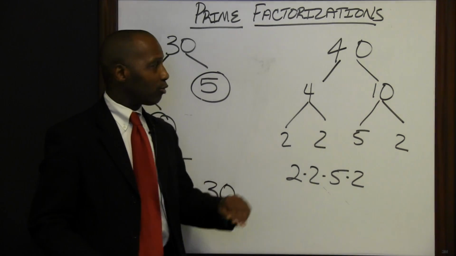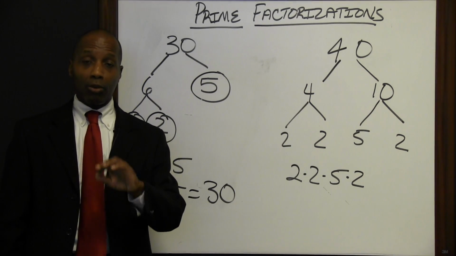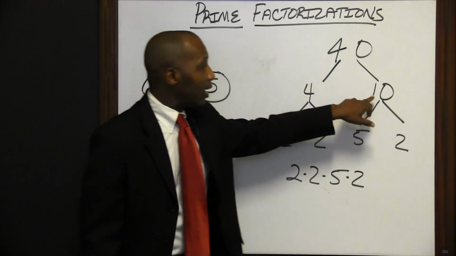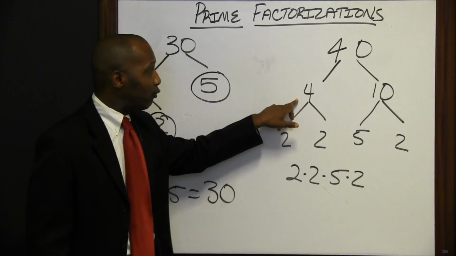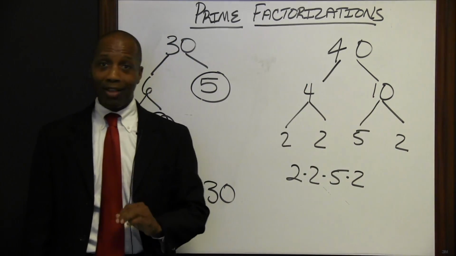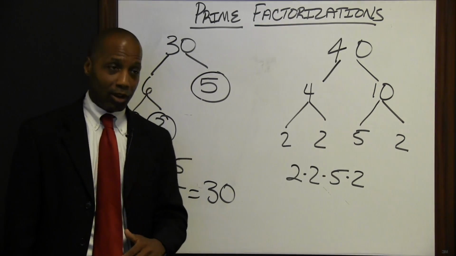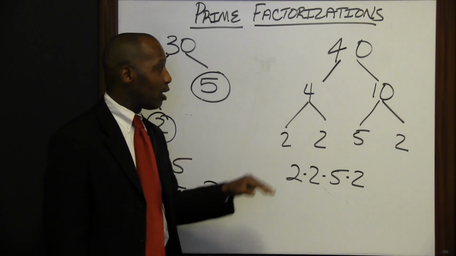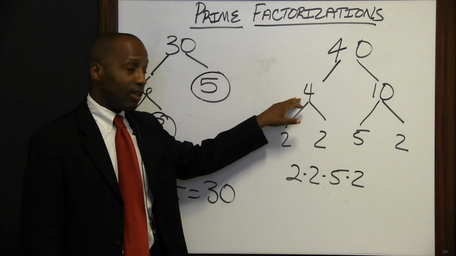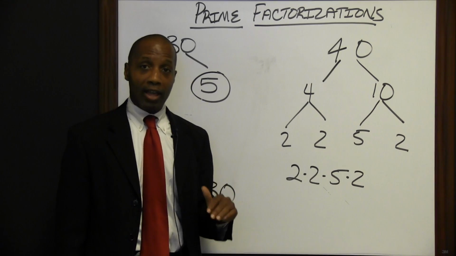Let's prime factorize 40 as well. Again, two numbers that, when you multiply them, equal 40. 4 and 10. 10 times 4 equals 40. 4 and 10 are composite numbers. They're not prime numbers. Why are they composite numbers? Because they're not only divisible by 1 and itself, they're also divisible by other numbers.